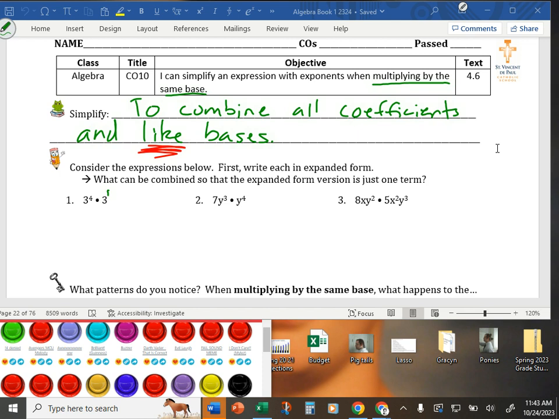If we have 3 to the 4th, how many 3s is that? 4 of them. 3 times 3 times 3 times 3, right? And we're multiplying that by 3 to the 1st, which is how many 3s? Just 1. What's a simpler way to write that? 3 to the 5th, right? Because we have 5 3s all being multiplied together. That's the definition of what a power is, repeated multiplication. So 3 to the 4th times 3 to the 1st can be written as 3 to the 5th.